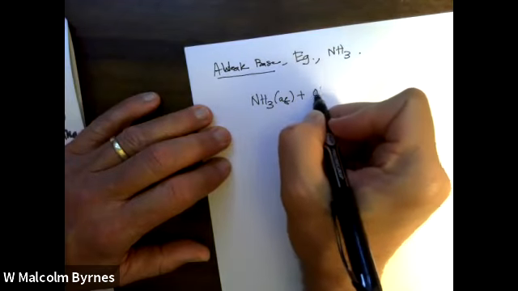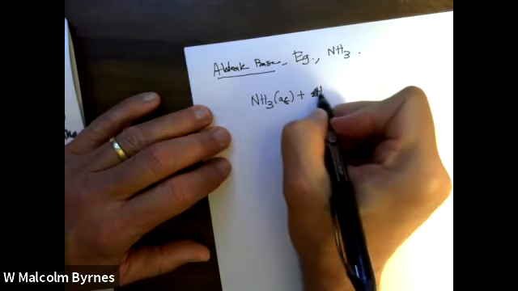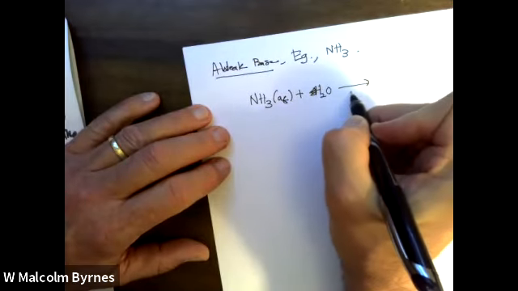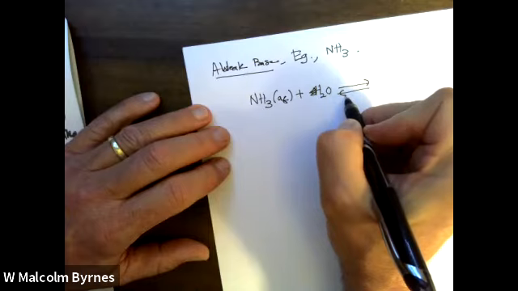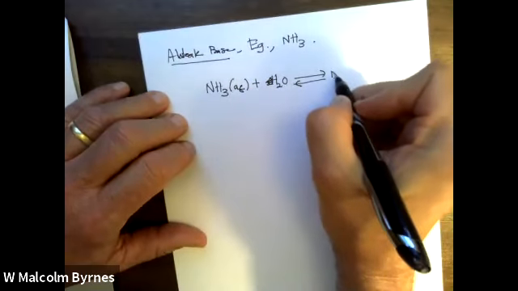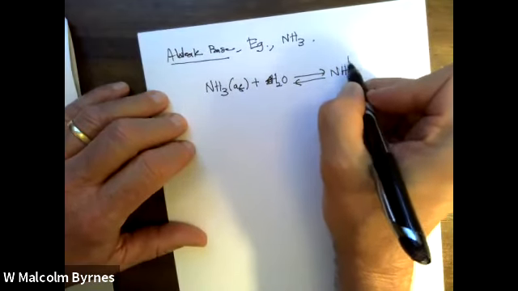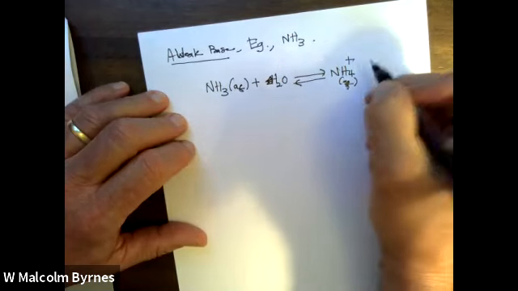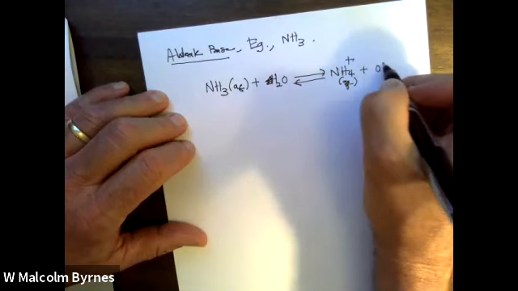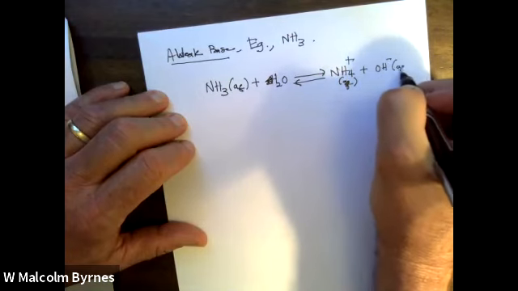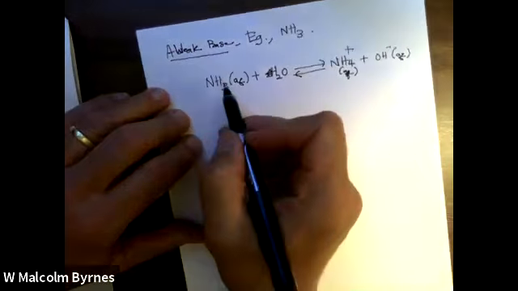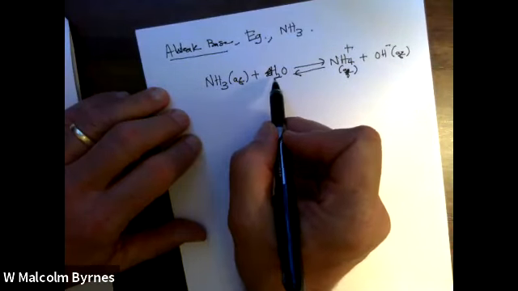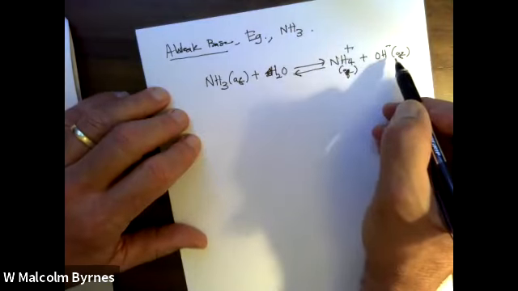Ammonia reacts with the water, H2O, but it's a weak base, so it doesn't react completely, and we form an ammonium ion, which is in solution, and a hydroxide ion as well. So what the ammonia has done as a weak base is pull a proton off of water to give an ammonium ion and hydroxide ion.